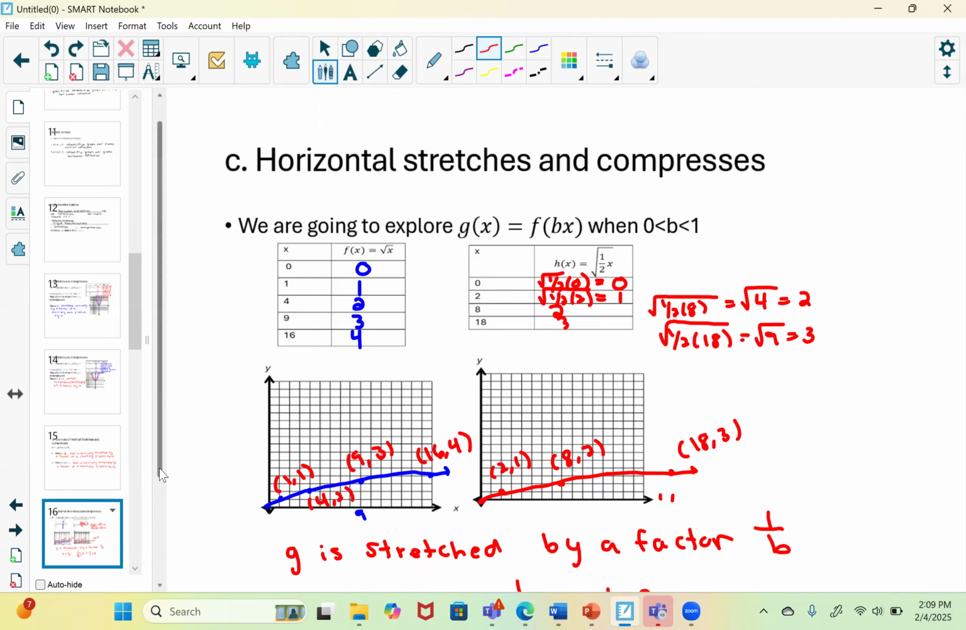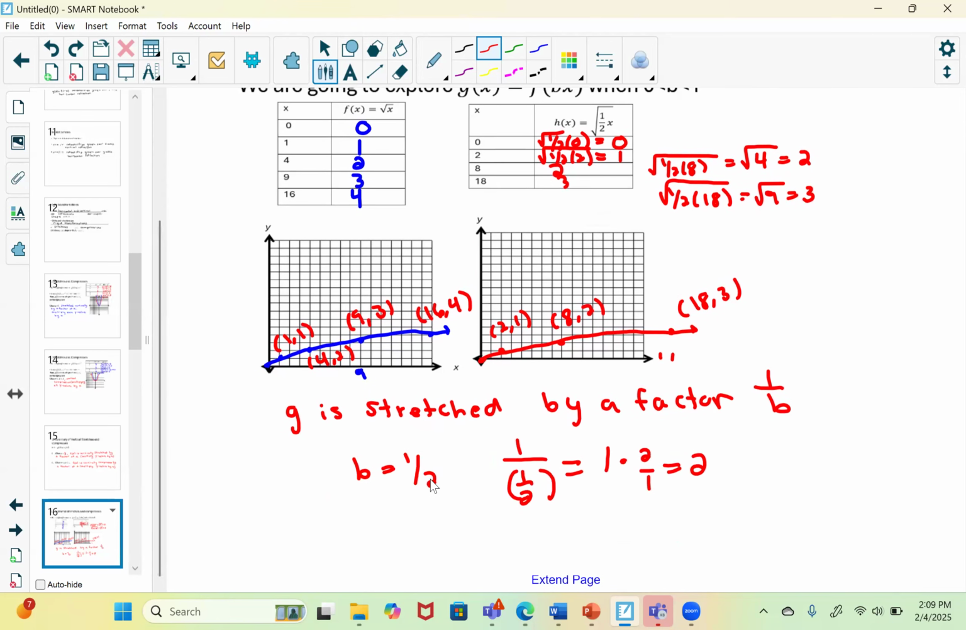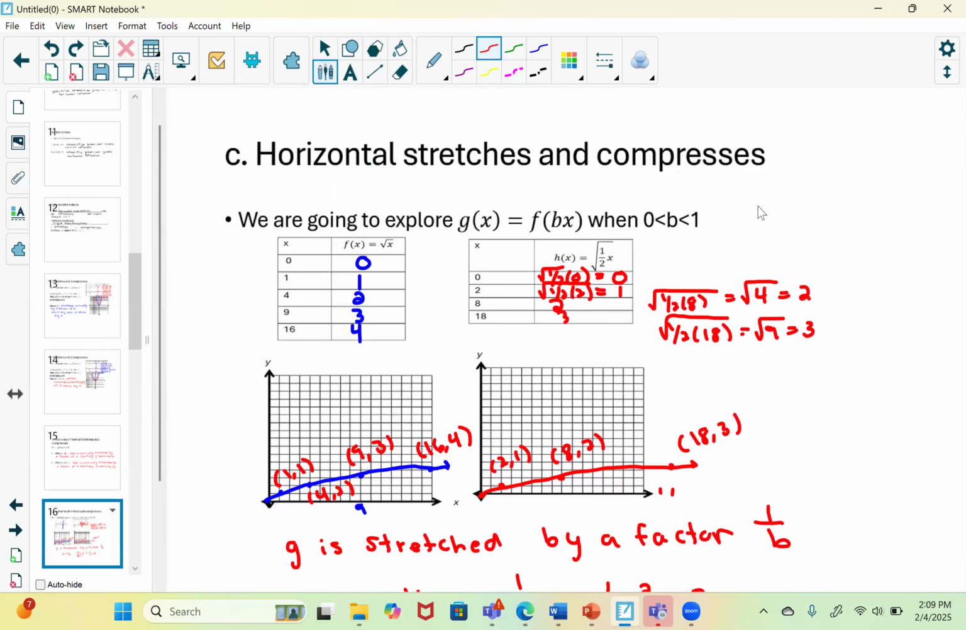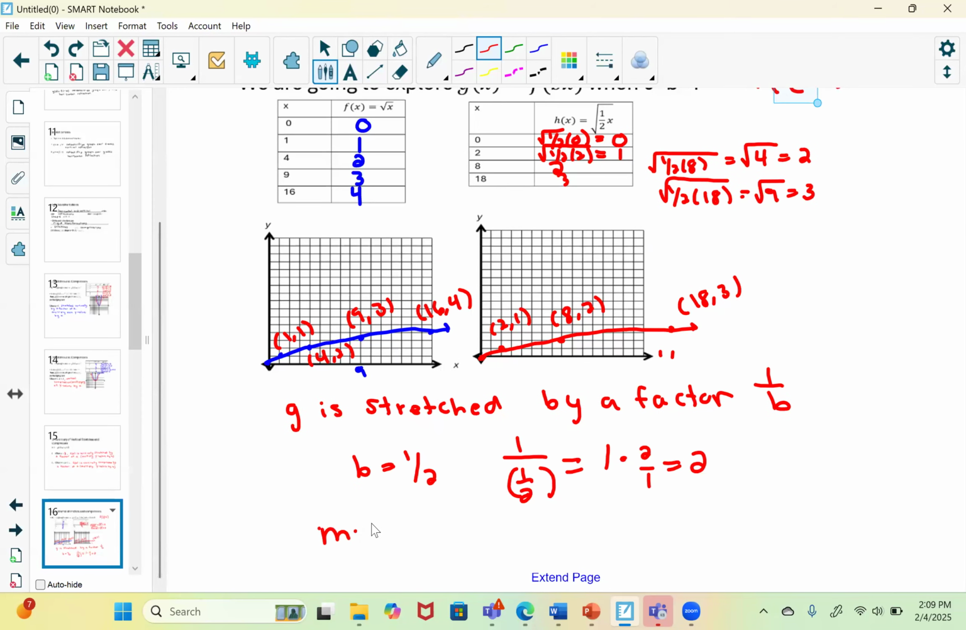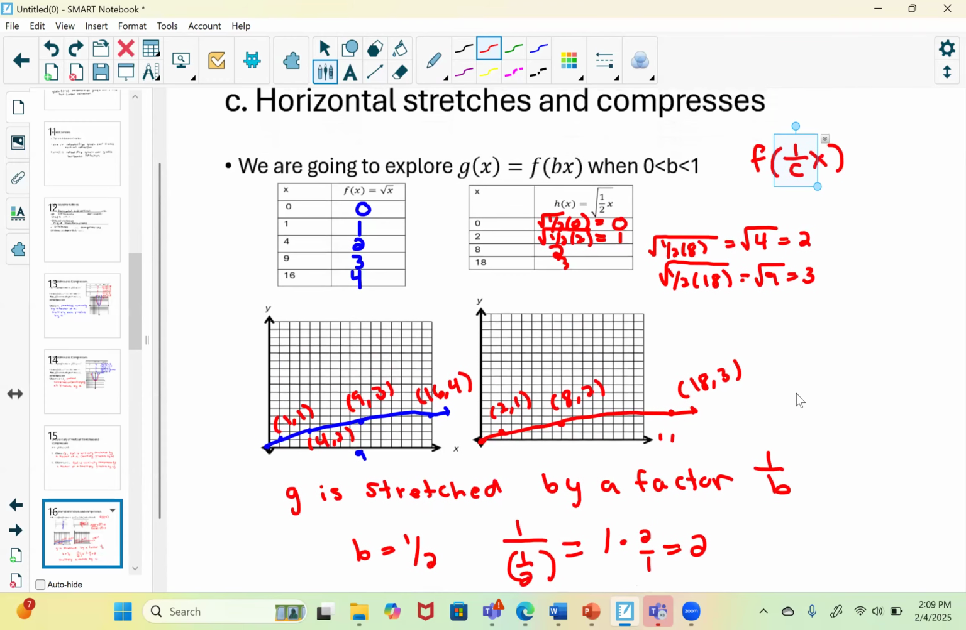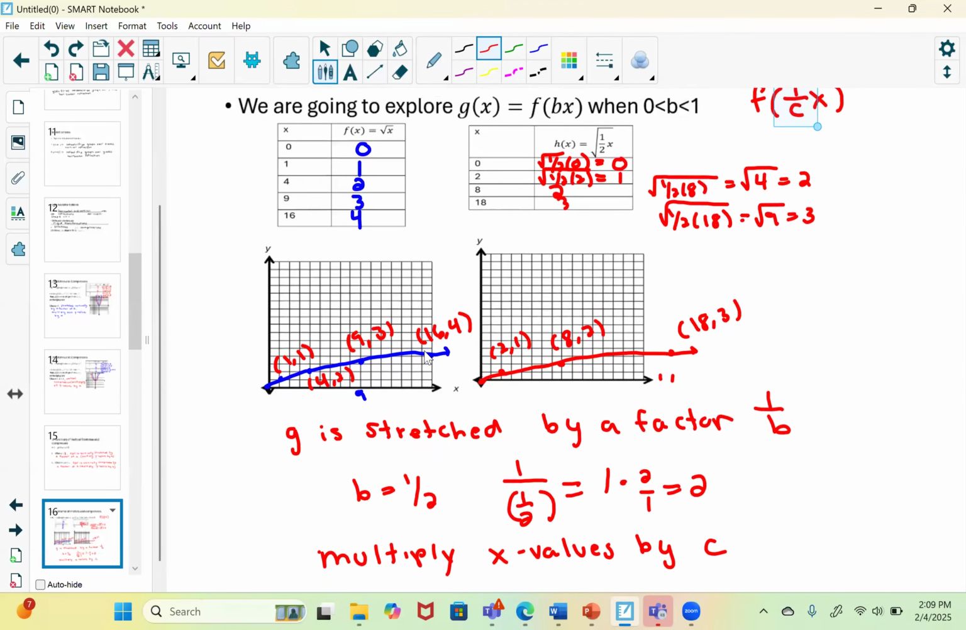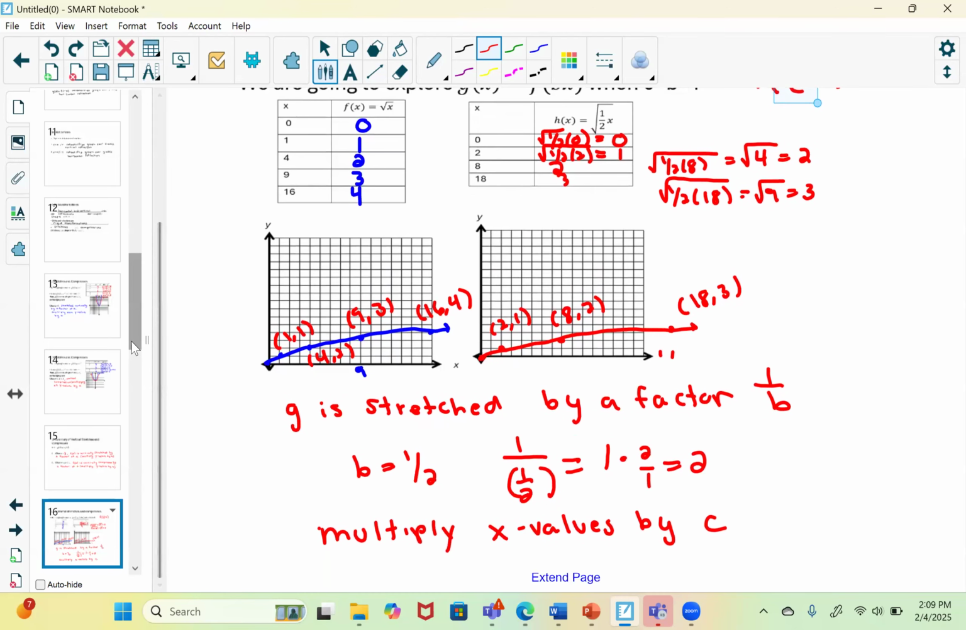So even though we say B is 1/2, in this case, we can really just multiply by that number. So if I say it as f of 1 over, we're going to just use a different letter, 1 over cx, we would multiply x values by c, whatever's in the denominator. Okay, and that is the horizontal stretch. Okay, so again, it's backwards of the vertical one.